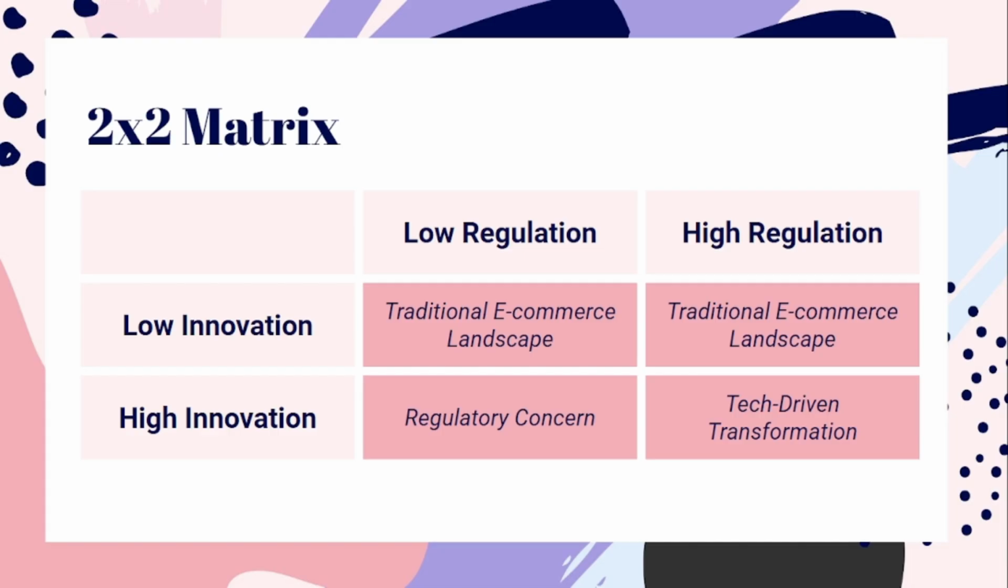High technological innovation and lenient regulatory environments create regulatory concerns. This quadrant represents a hypothetical scenario where companies innovate with advanced technologies but face minimal regulatory oversight. Companies may push the boundaries of technological innovation without sufficient safeguards in place, leading to concerns about data privacy and ethical AI practices. A high technological innovation and strict regulatory environment will lead to tech-driven transformation.